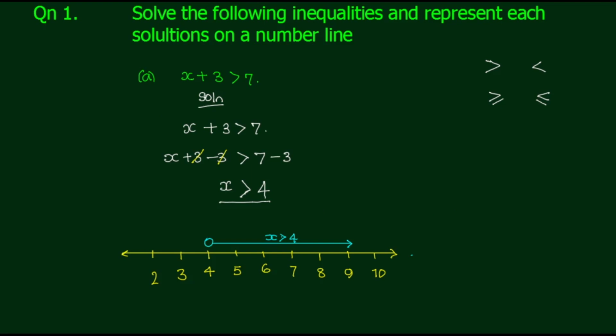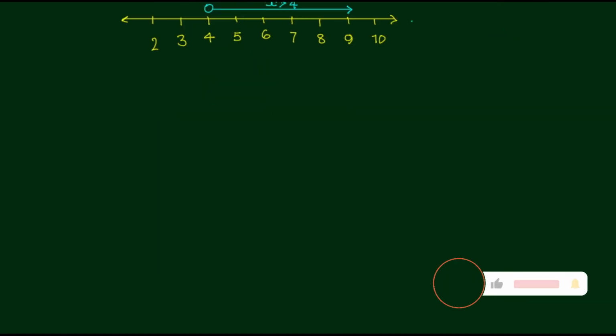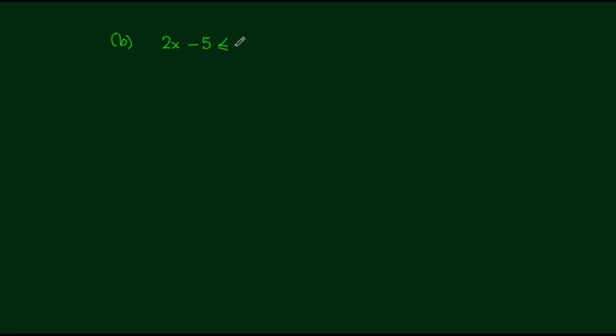So let's move on to the next number and see how it looks. The next inequality is b, and under b we have 2x minus 5 is less than or equal to 9. So let's do the same, working here, copying our number down: 2x minus 5 is less than or equal to 9.